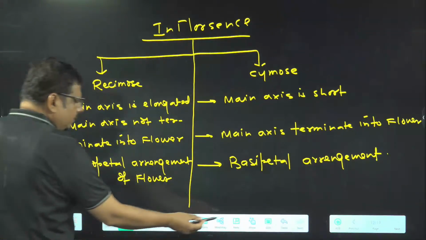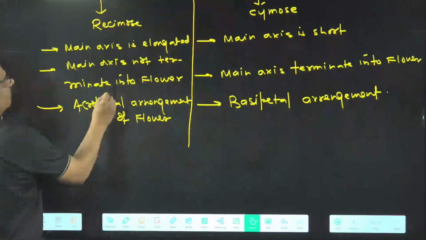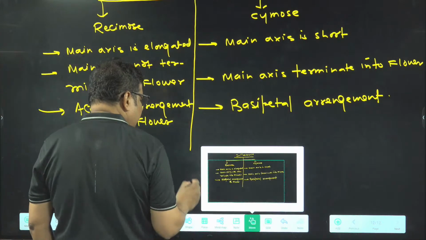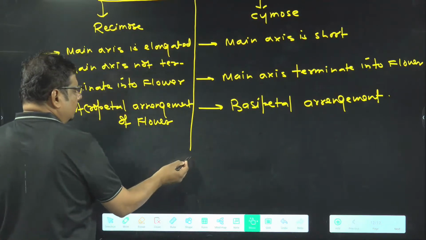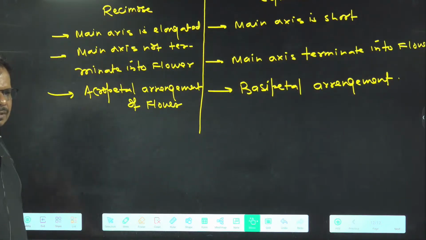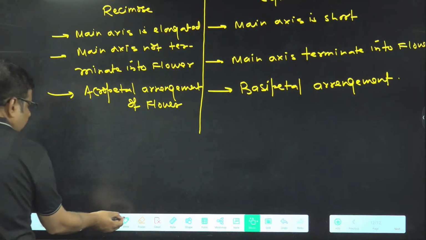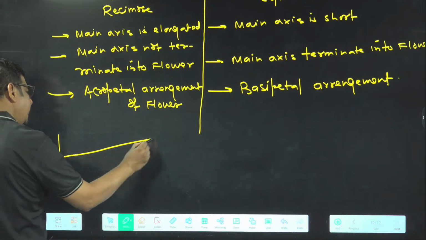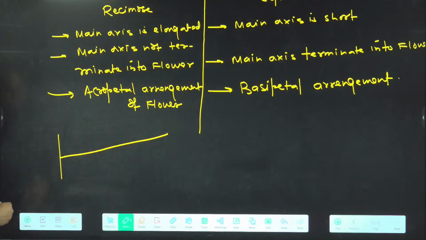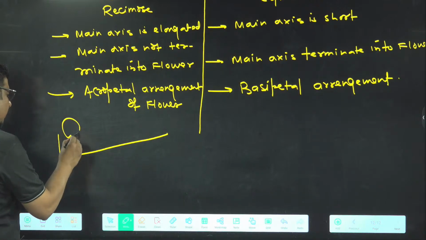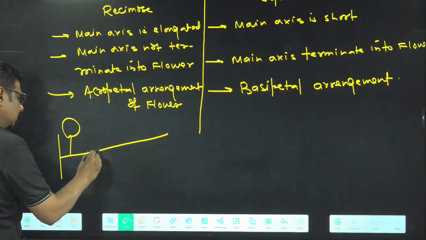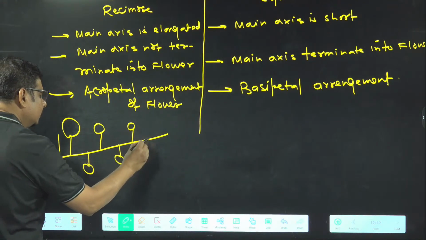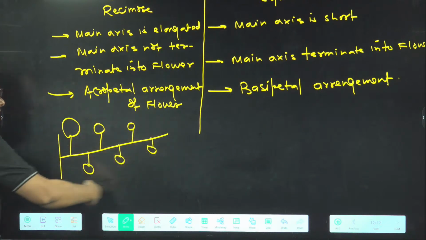So these are the basic differences between which ones? Racemose and cymose inflorescence. Now try to understand racemose and cymose inflorescence through a diagram, and then today's topic, this week's topic, will be over. Got the idea? So have a look at the racemose inflorescence. See, this is the axis of the inflorescence, and this is a flower. So many flowers are present on which one? The axis.